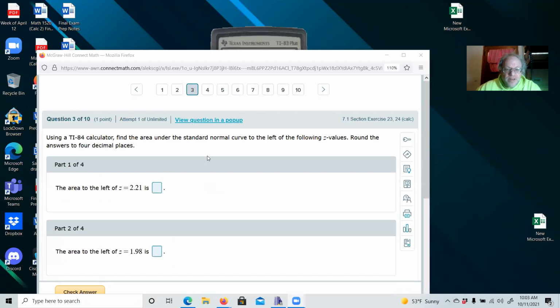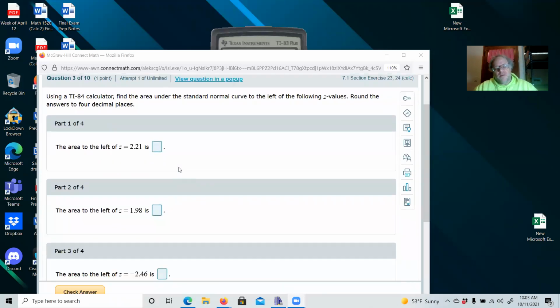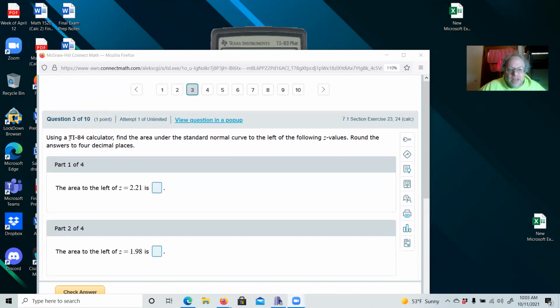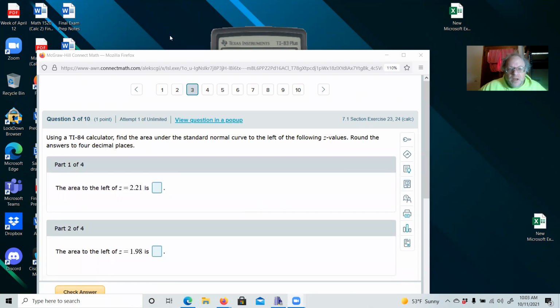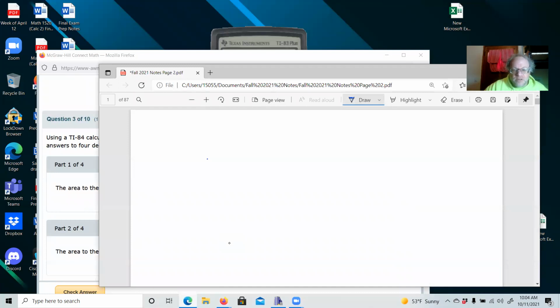All right, so this is the next problem that we are going to be working with. If you need to see up to this, that is part one. Okay, part two. I'll do a little bit of a description of what we're talking about here: area to the left. Using a TI calculator, find the area under the standard normal curve to the left of the following values. Understand that we say a standard normal curve.